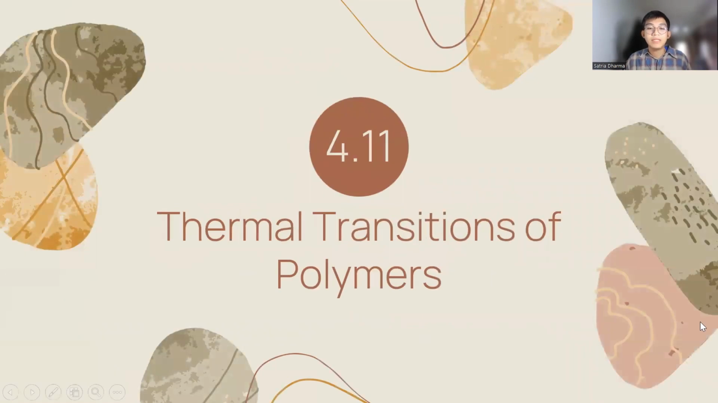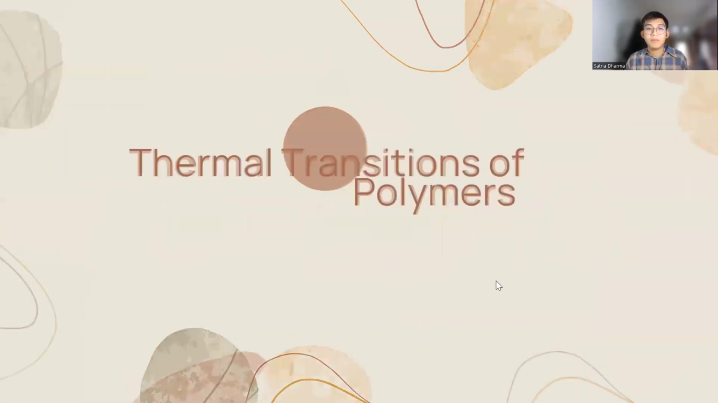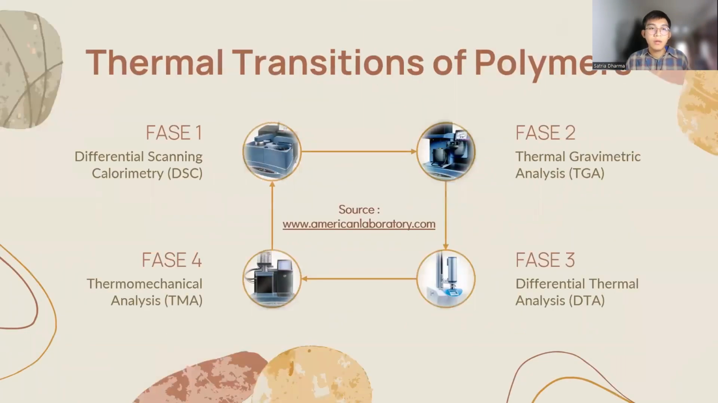4.11 Thermal Transition of Polymers. Thermal transition of polymers can be classified into 4 phases. Phase 1 is differential scanning calorimetry or DSC. Phase 2, thermal gravimetric analysis or TGA. Phase 3, differential thermal analysis or DTA. And the last, phase 4, is thermomechanical analysis or TMA.